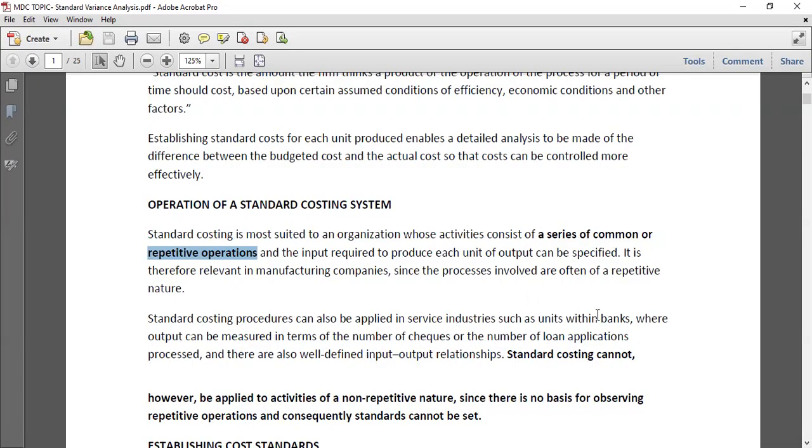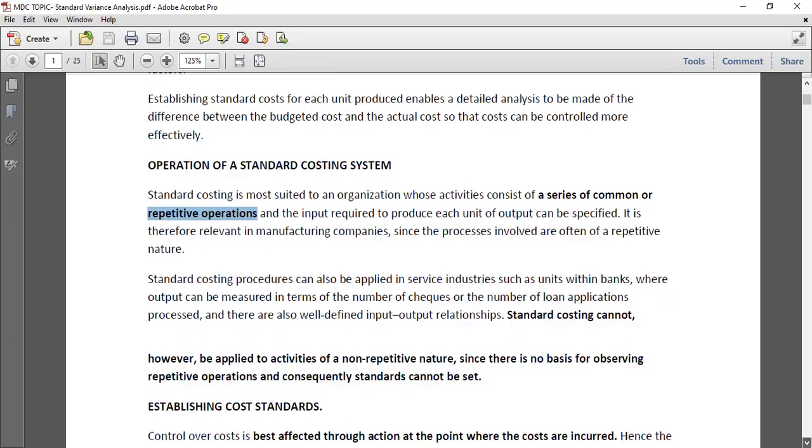For example, when it comes to the banks, we can have standards in terms of, let's say, number of checks or number of loan applications processed in a given period of time, okay? So that could be something that we can look at that level. But in most cases, we'll see that this is so much in the manufacturing, okay?